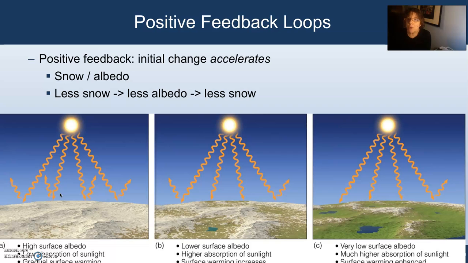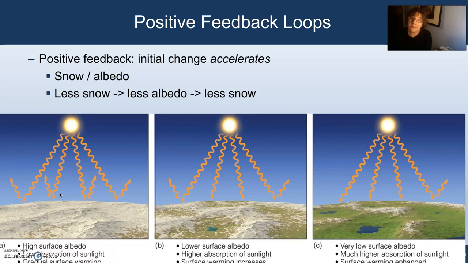It's called the snow albedo feedback loop. To remind you, albedo is reflectivity. So when we talk about more albedo, we're talking about more reflectivity back to the atmosphere. And when we are talking about more reflectivity back to the atmosphere, we're generally talking about lower temperatures on the surface. Okay, because that energy has reflected back to the atmosphere.